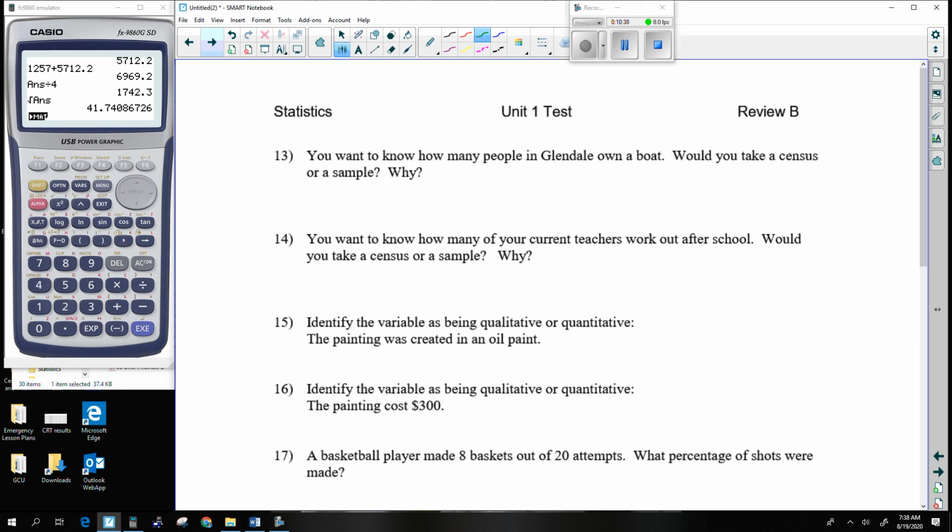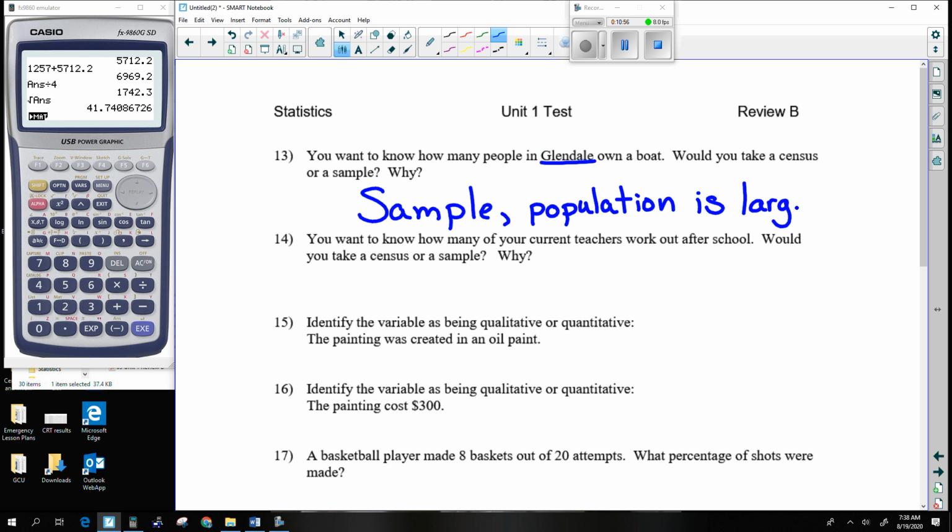Want to know how many people in Glendale own a boat when you take a census or a sample? So your population is Glendale. That's very large. So what you need to do is you need to take a sample. You want to know how many of your current teachers work out after school. So current teachers is your population. That's very small. So you can take a census.